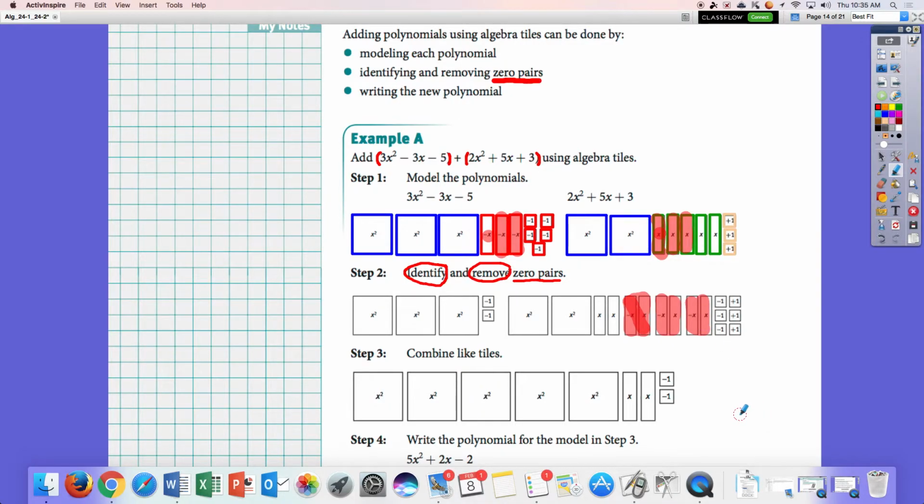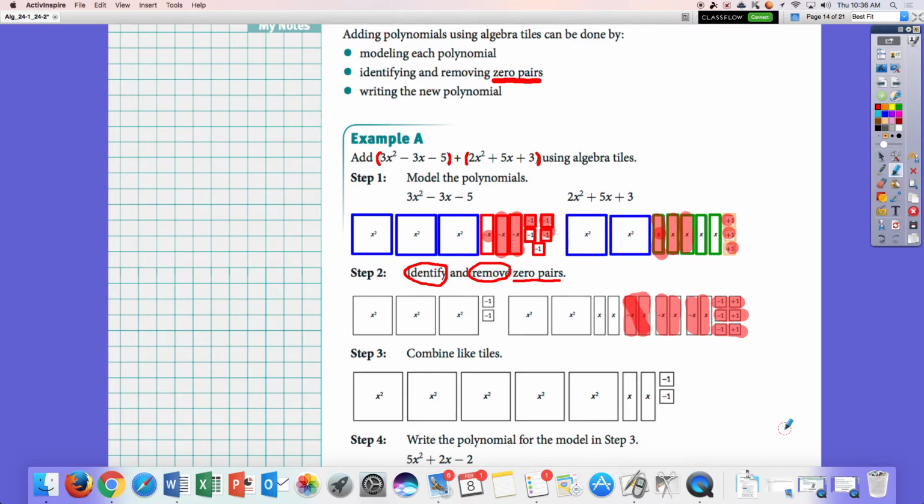So a 0 pair is simply finding in your algebra tiles a red rectangle that matches with a green rectangle. And if you have a pair of red and green, you can take that away because it will equal 0. And the same thing is true then with our constant terms. 1 minus 1 is 0.